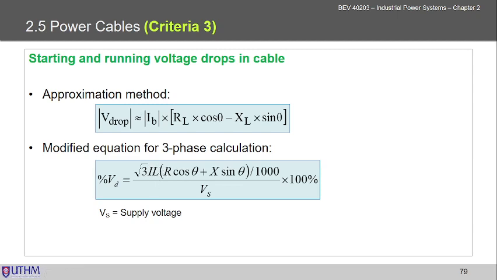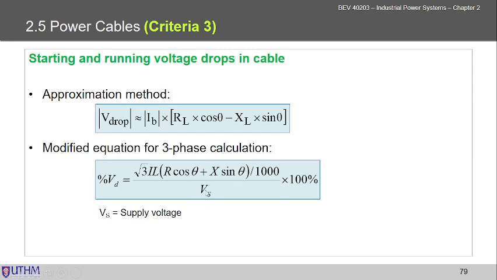Here, let's say we have 150 meter. So that means we just type in 150 for L. So why is it divided by 1000? Because the R and X normally is defined in ohms per kilometer. So that's why we need to have the ohms per meter, and after that we can multiply with the length. So in order to get rid of the kilometer, we divide by 1000. We just remove the kilometer.